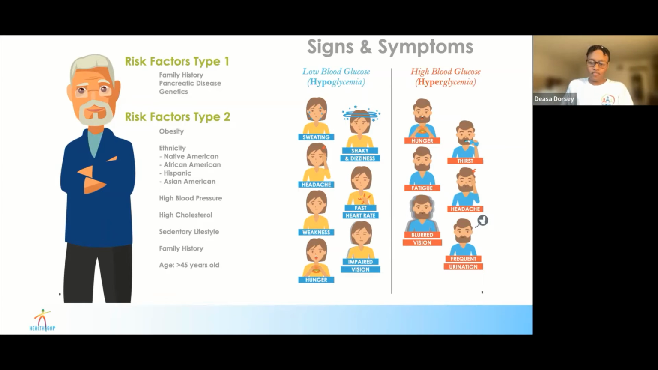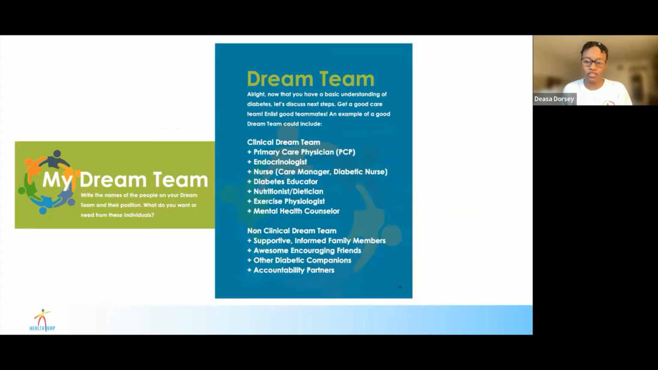So speaking of your physician, let's talk a little bit about your dream team. This is something I created just to kind of have an idea of people that we should have in our corner that we should be discussing diabetes with. So clinical dream team, your clinicians would be your primary care physician, your endocrinologist, your nurse. It could be a care manager, a diabetic nurse, your diabetes educator, your nutritionist or dietitian, and they help you with your meals, your exercise physiologist, your mental health counselor.